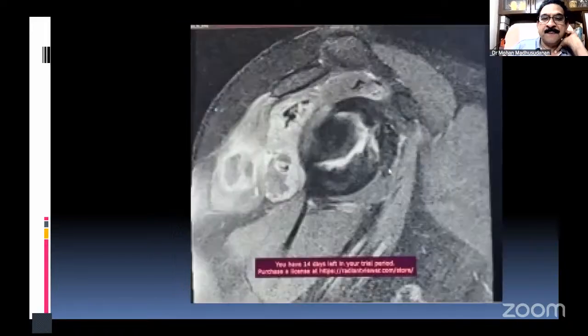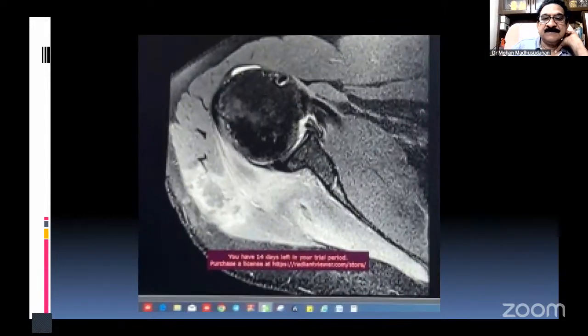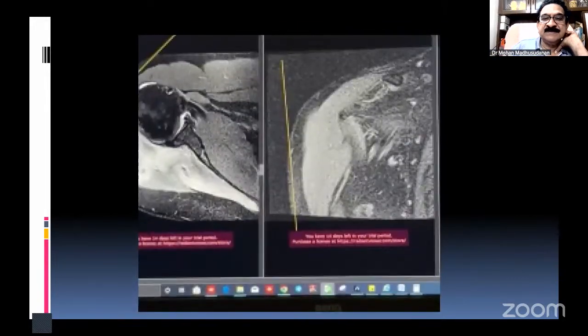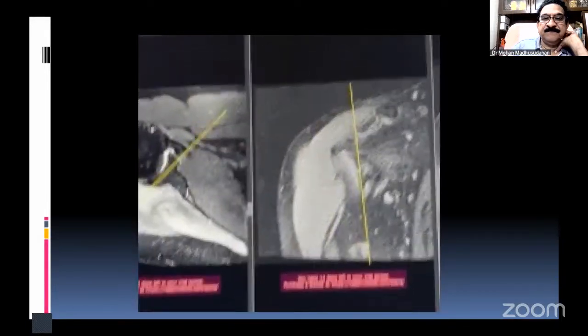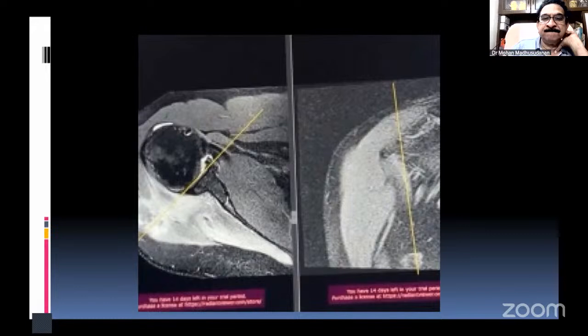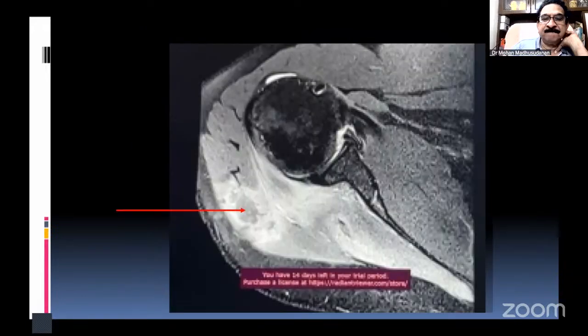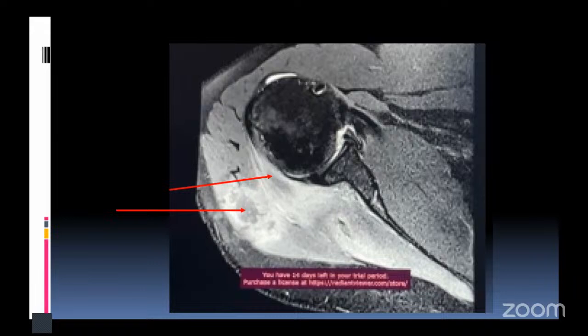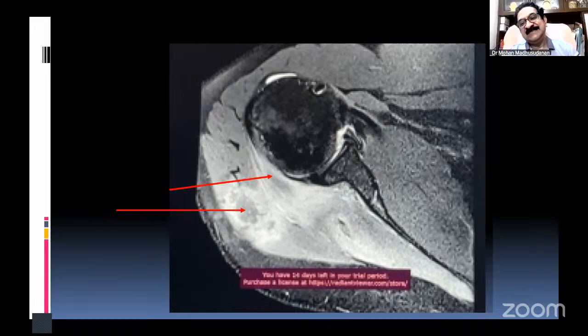That is in the infraspinatus. Patchy areas of muscle edema are seen in the infraspinatus, teres minor, posterior deltoid. Muscle imaging shows a hypointensity in the center surrounded by hyperintensity due to edema. If you have seen myonecrosis in diabetes, it's exactly the same appearance which you see in myonecrosis.